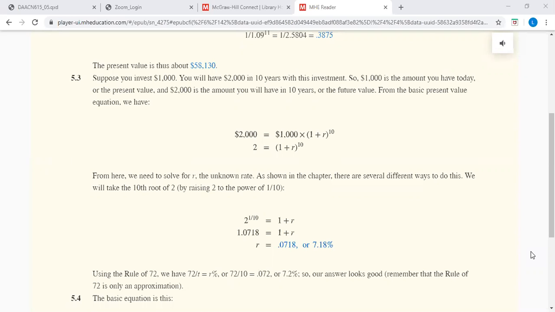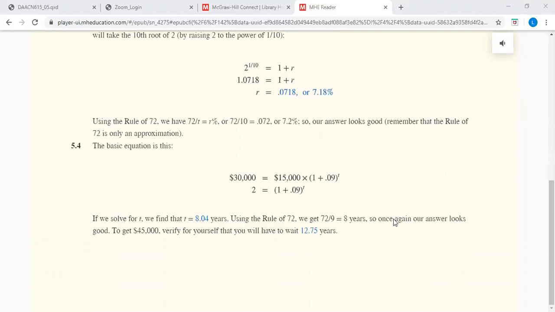Okay, the rule of 72 says take the number 72 divided by your number of periods, and that will give you your interest rate. So 72 gives us an approximate interest rate, but it's a great check. So that's when you know your future value, your present value, and your number of periods, what kind of interest rate do you need to double your money.